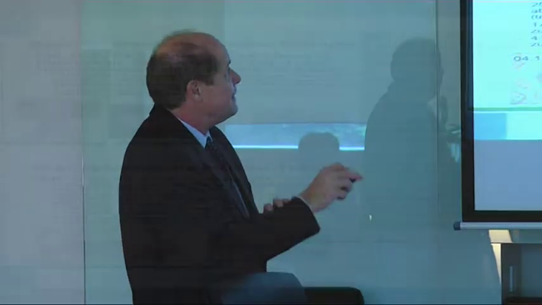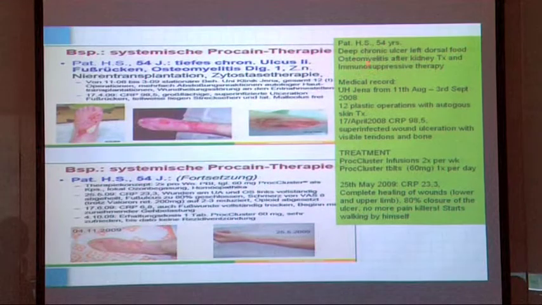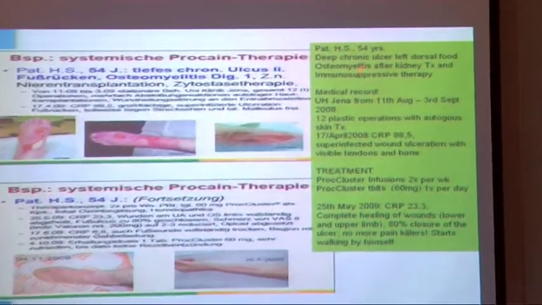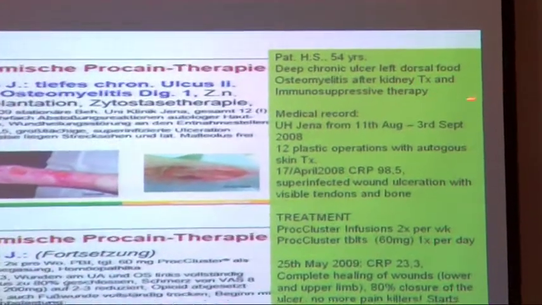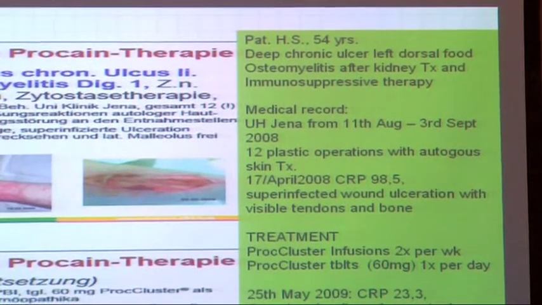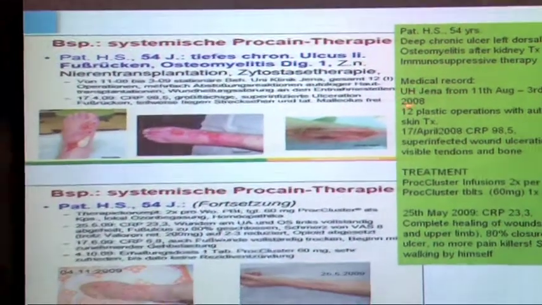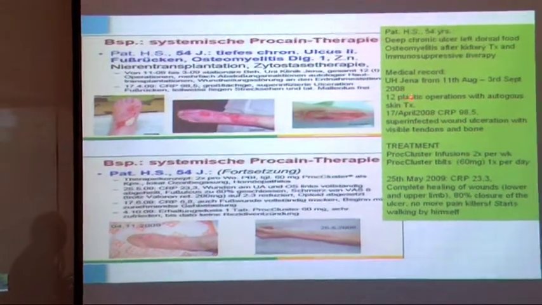This illustrates another interesting case concerning the microcirculation. A patient, 54 years old, with a deep chronic ulcer at the left dorsal foot, caused by osteomyelitis after kidney transplantation and immunosuppressive therapy. See the picture here. He was treated at the University Hospital in Jena in Germany.